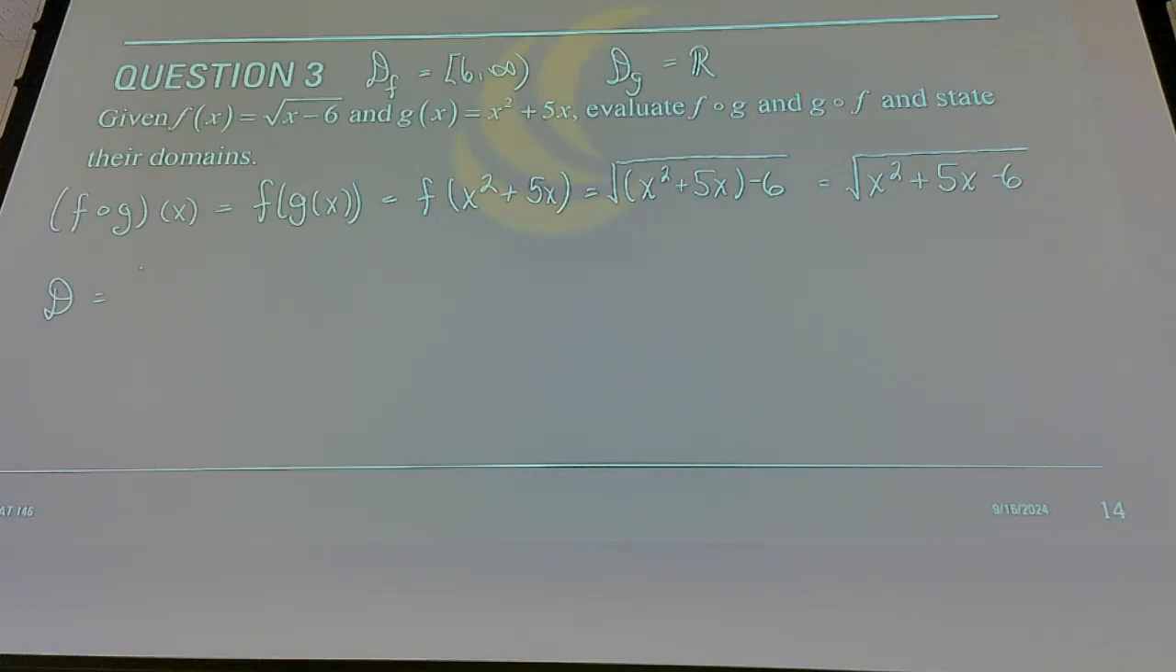Domain. Set of all x in the domain of G, such that G of x is in the domain of F. In the context of this problem, here's what that means: the set of all real numbers x such that x squared plus 5x is greater than or equal to 6. Right, because G of x has to be in 6 to infinity.